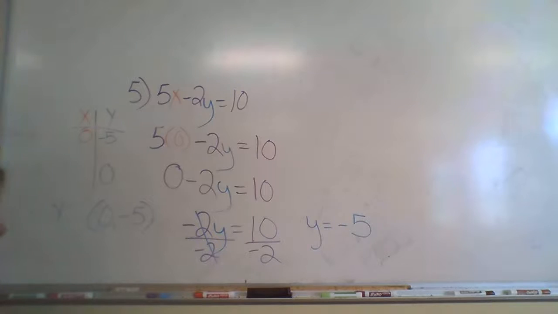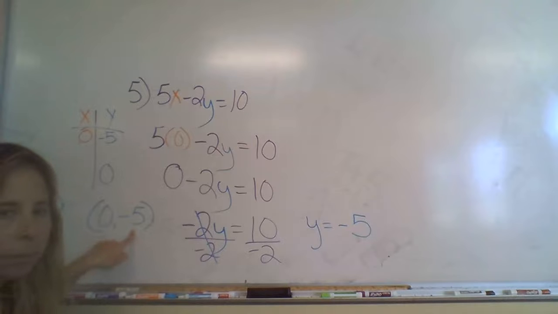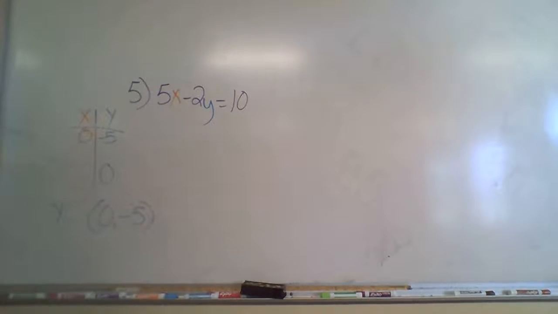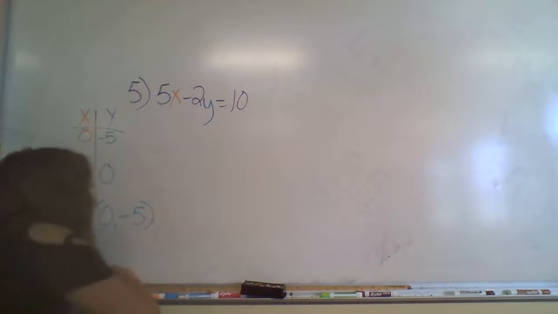Okay? If you were to graph this, it would cross the y-axis at negative 5. Okay, so now we're going to find the x-intercept. Where does it cross the x-axis? So all you're doing is substituting 0 in for y. It's the opposite of what we just did.